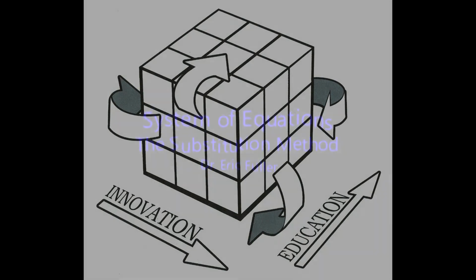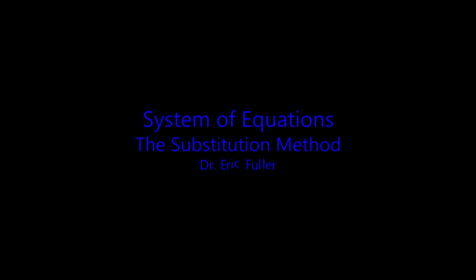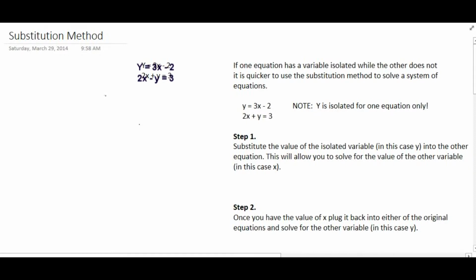If one equation has a variable isolated while the other does not, it is quicker to use the substitution method to solve a system of equations. Here I have y equals 3x minus 2 and 2x plus y equals 3. Note that in one of the equations, the variable y has been isolated.